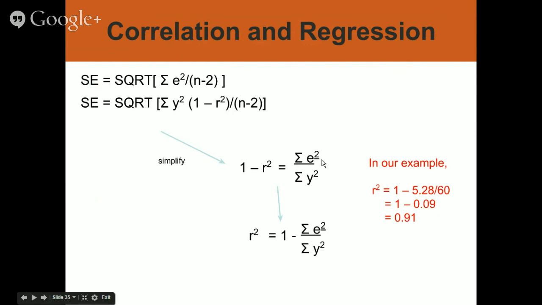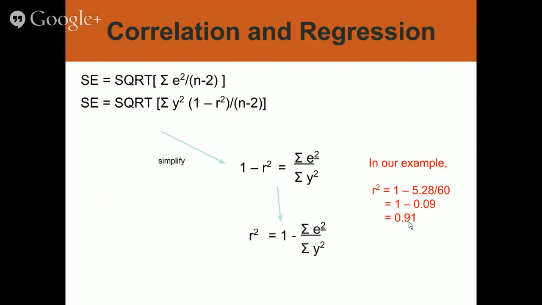So here is how you do it. This is the equation, really, that you need to know. Pearson's rho squared is equal to 1 minus the sum of all the square epsilons divided by the sum of all the square deviations. If you can compute these two, subtract it from 1, you're going to get that. So in our example, we did it. We get 1 minus all that, we get 0.91.